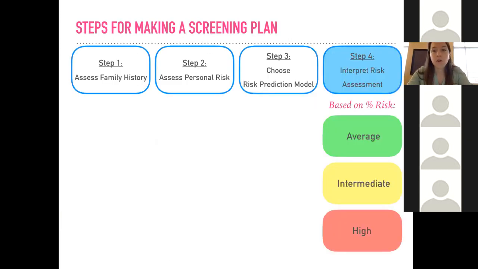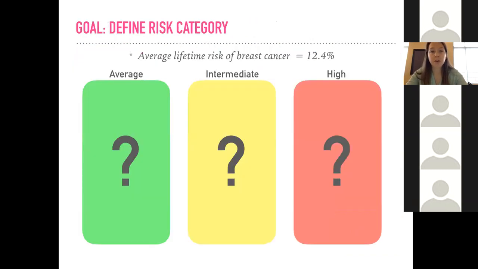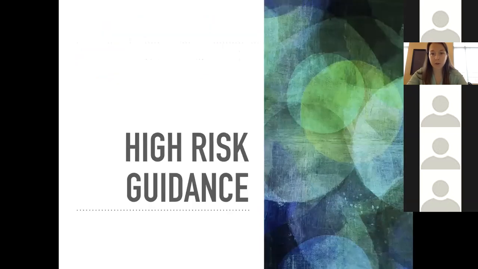All right, so once we have selected which risk prediction model we want to use, we put in all the information, and then we get the 5, 10, or lifetime percent risk of breast cancer. And those are the numbers that we're going to use to decide if the patients at the end of the day need to be in average, intermediate, or high risk category. And just to say again, that's really the goal of this whole stepwise approach, is just deciding where they belong in this average to high risk scale.